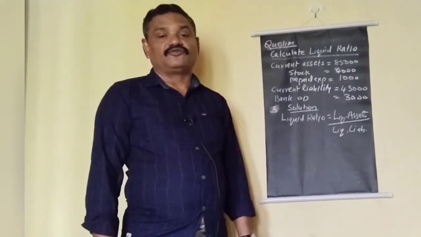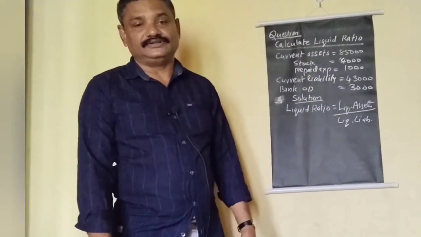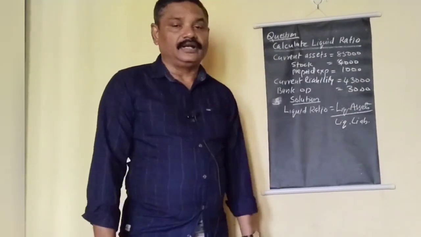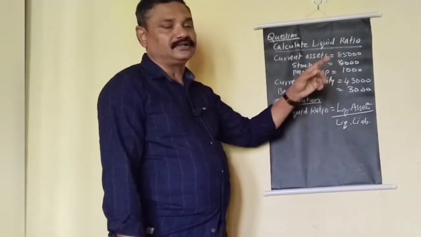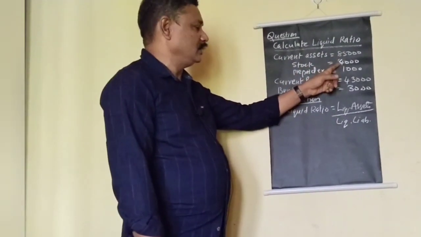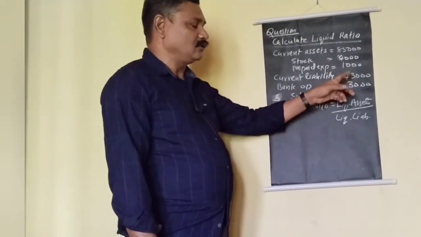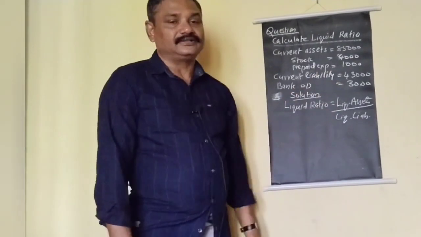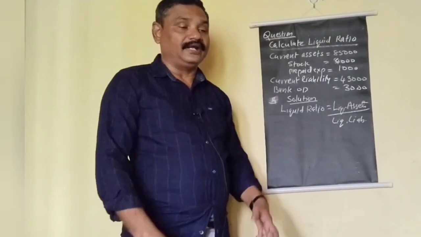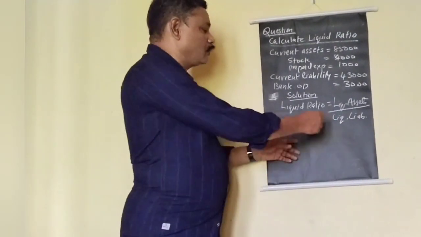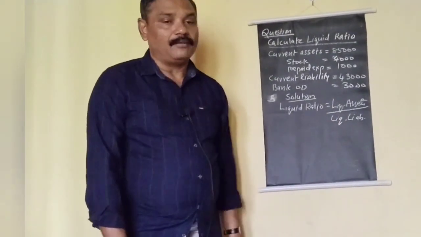Okay, now we can solve one very easy question. Calculate liquid ratio. Here we are given the information: current assets 85,000, stock 4,000, prepaid expense 1,000, current liabilities 43,000, bank overdraft 3,000. Now you see how to calculate liquid ratio in an easy way. Liquid ratio is equal to liquid assets divided by liquid liabilities.